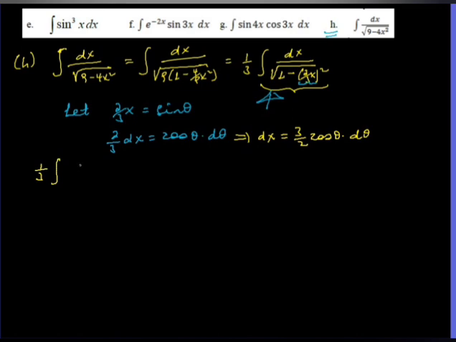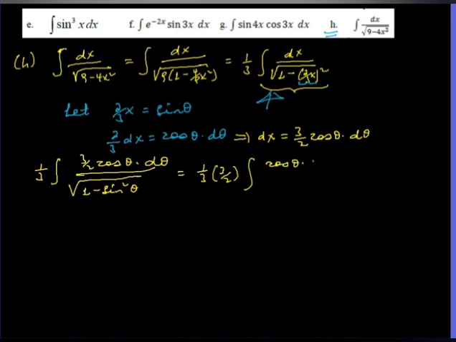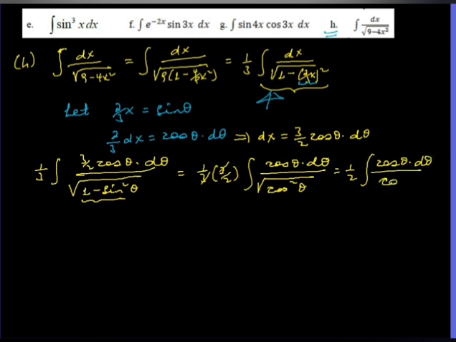In place of dx we put 3 over 2 cos theta d theta over the square root of 1 minus 2 over 3x, which is sin theta, so sin squared theta. So this becomes 1 third of 3 over 2 times cos theta d theta over the radical 1 minus sin squared theta, which is cos squared theta. The square root of cos squared theta is cos theta. So this becomes half of cos theta d theta over cos theta, so the result will be half of d theta.